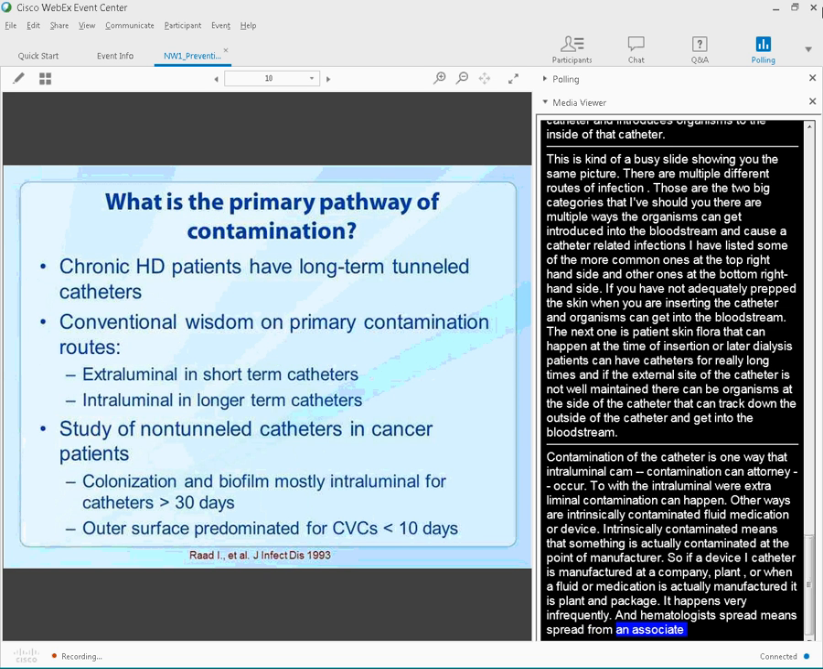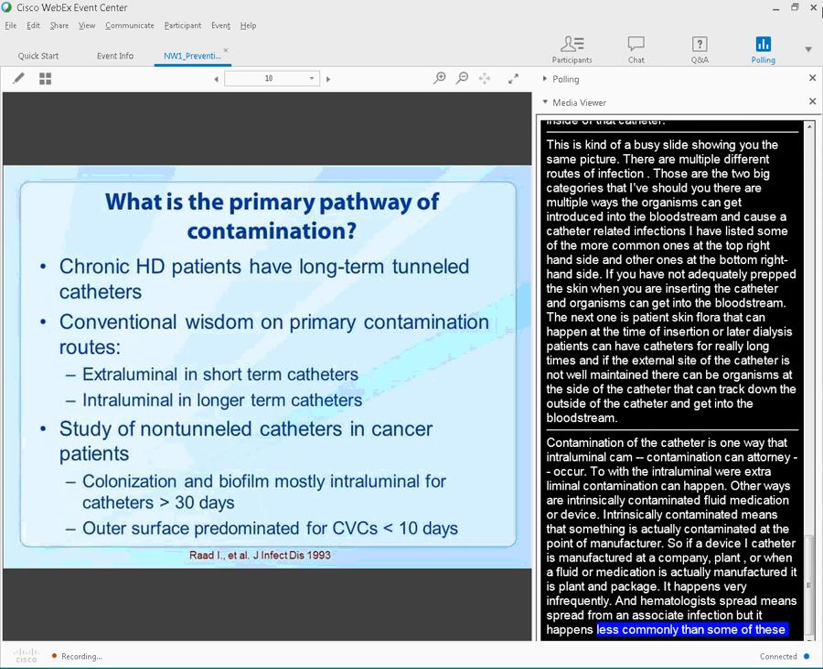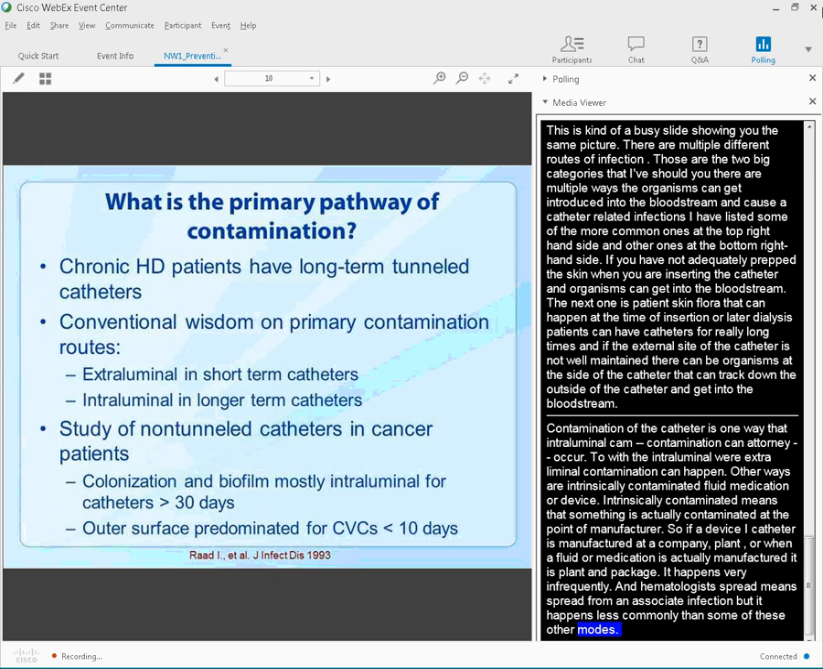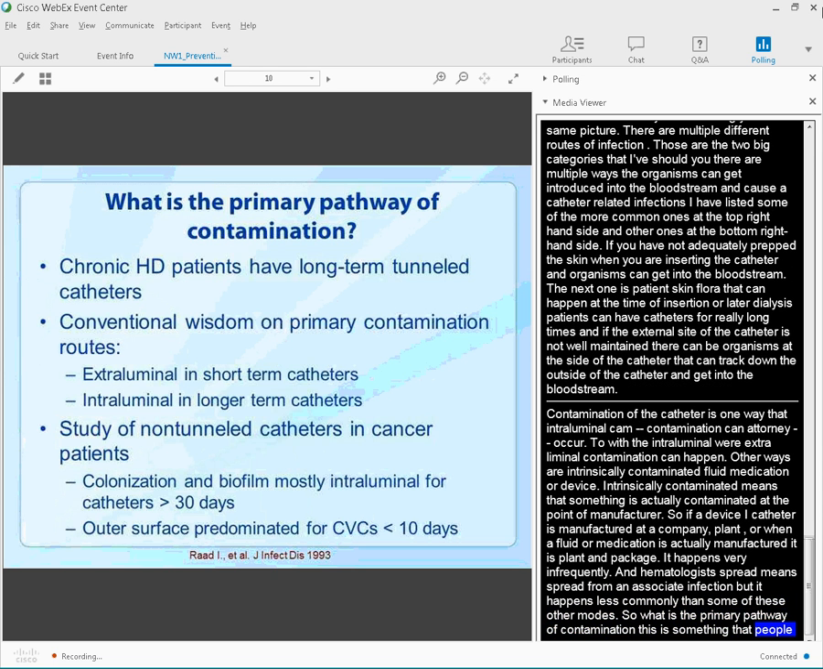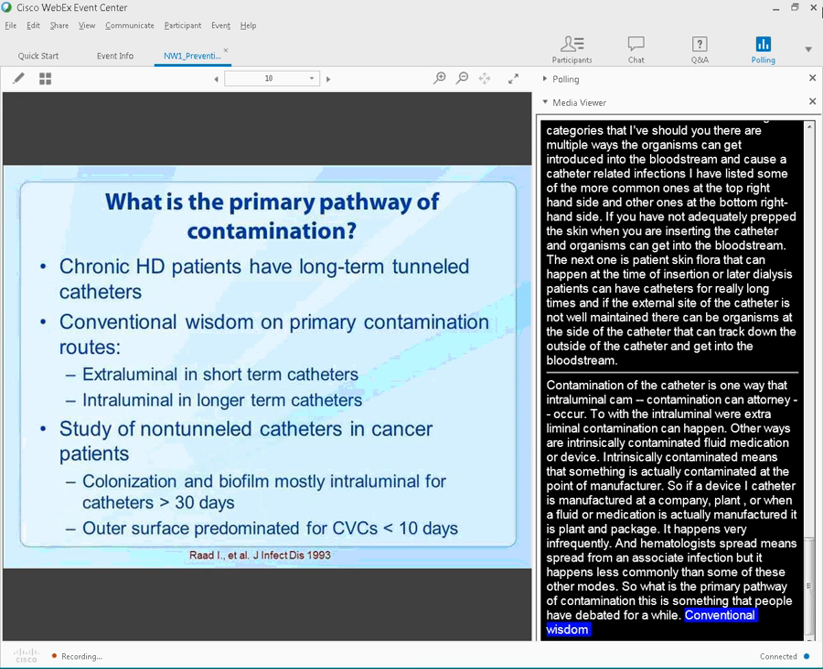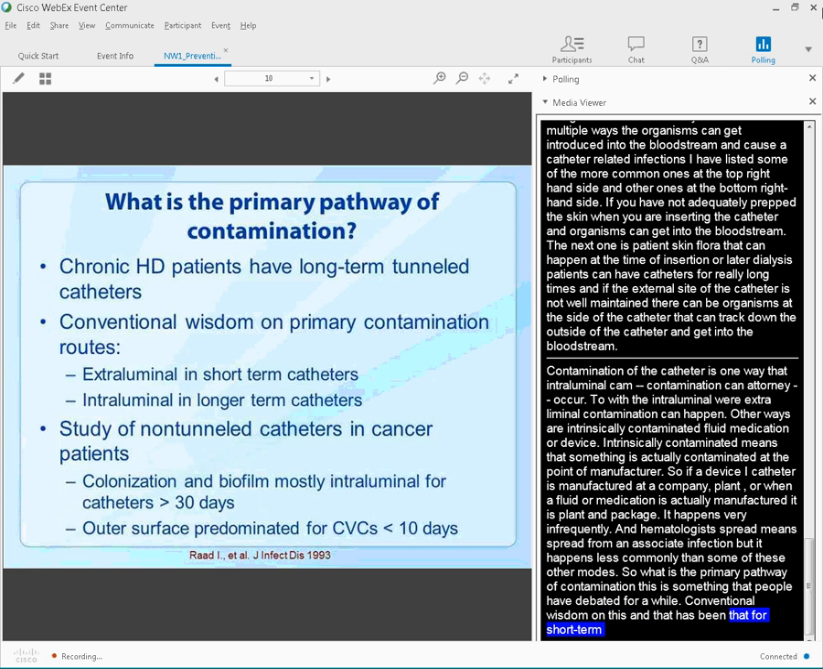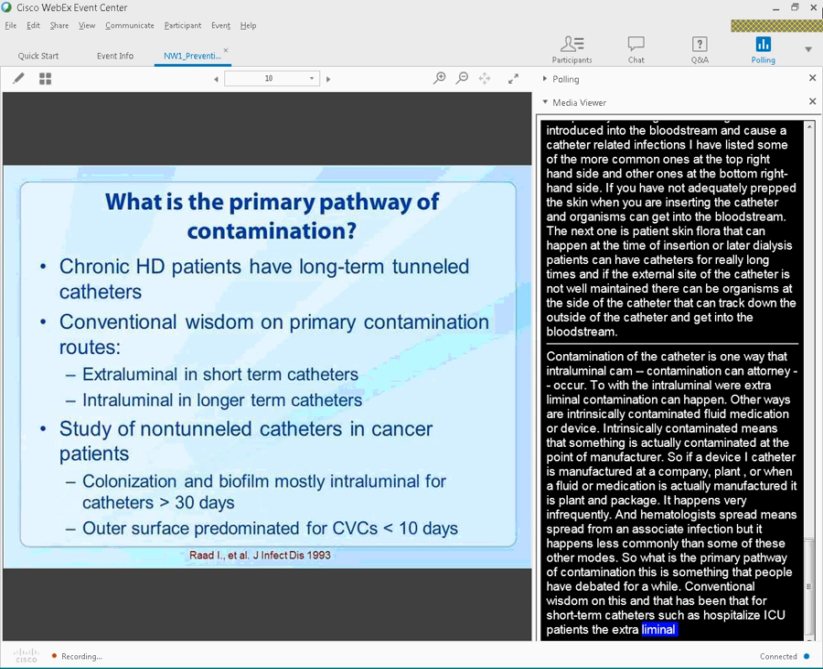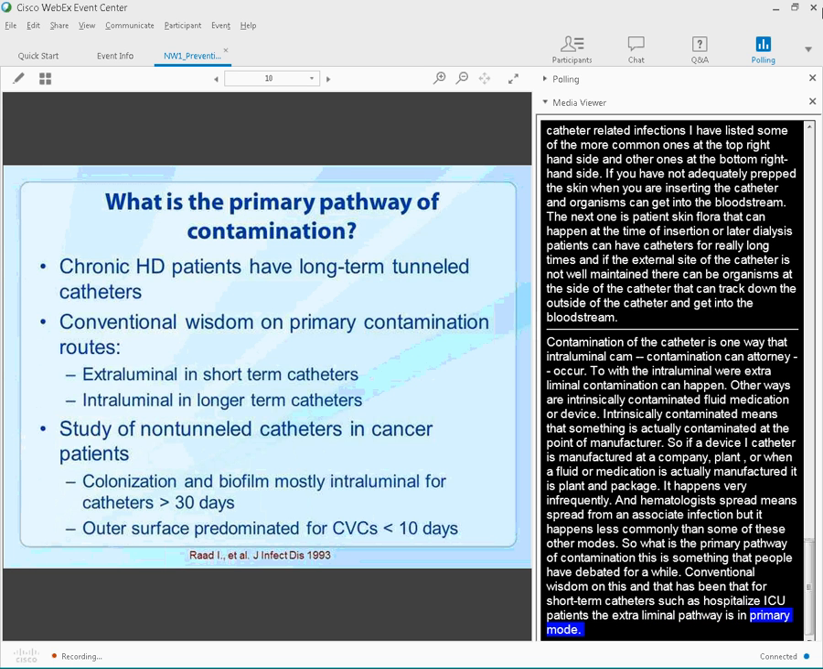So, what's the primary pathway of contamination? This is something that people have debated for a while, and there's a conventional wisdom on this. The conventional wisdom has been that for short-term catheters, such as in hospitalized ICU patients, the extraluminal pathway is the primary mode, whereas in longer-term catheters, such as in hemodialysis patients or tunnel catheters, the intraluminal pathway is more of the primary route.